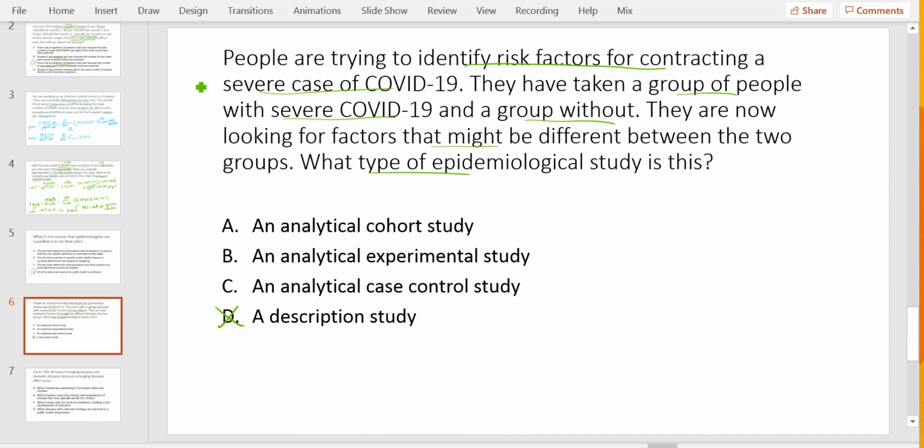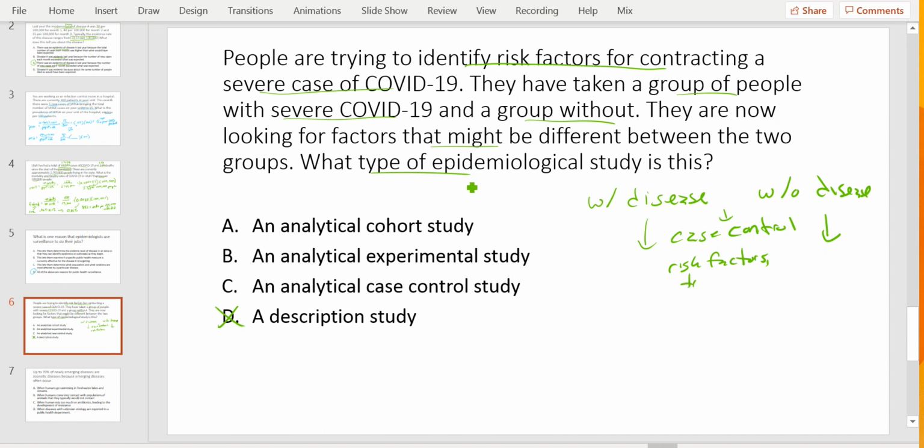So we've taken a group of people with COVID-19. So we have a group of people with the disease, okay, and then a group without it. When you group based on disease status, okay, this is a case control study. You're then going to look at both of these groups and compare what risk factors they might have. Okay, what are their traits? What exposures might they have had?